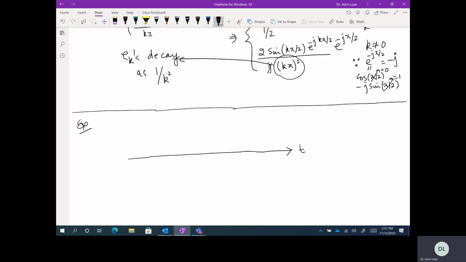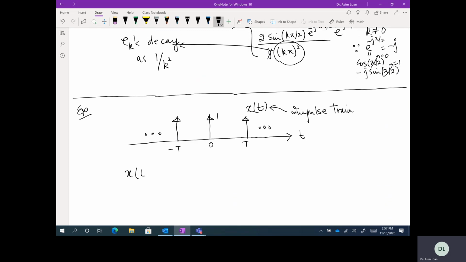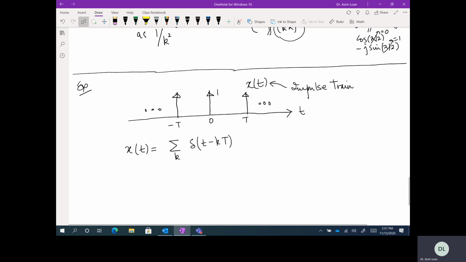Before that, let me find the Fourier series of an impulse train. So this is an impulse train x of t, with impulses of area 1 at 0, T, minus T, and so on. So x of t is the sum over k of delta of t minus kT. What are the Fourier series coefficients here? If I take the Fourier series, this is a_k.